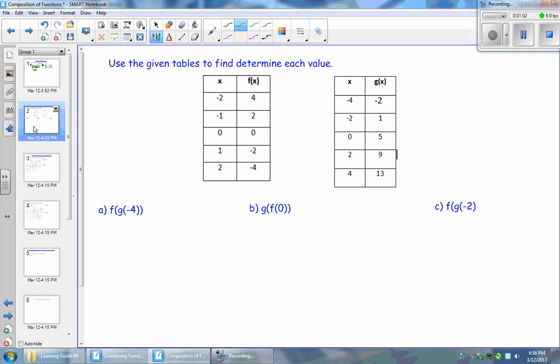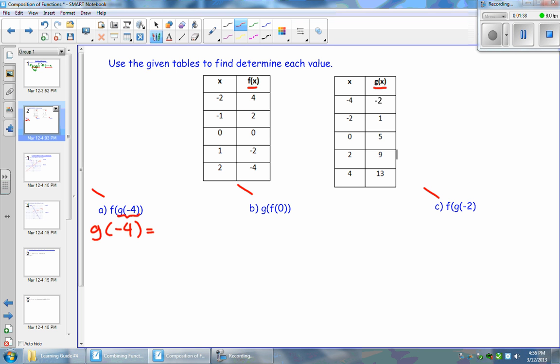I have an example here. We're given two different tables of values, one for f of x and one for g of x. Using these tables of values, we're going to find three different compositions. Let's start with part A. This is the composition f of g of -4. When you're evaluating a composition of functions, the first thing you want to look at is the inside function, the first set of brackets. What's inside there? We need to evaluate g of -4 first.